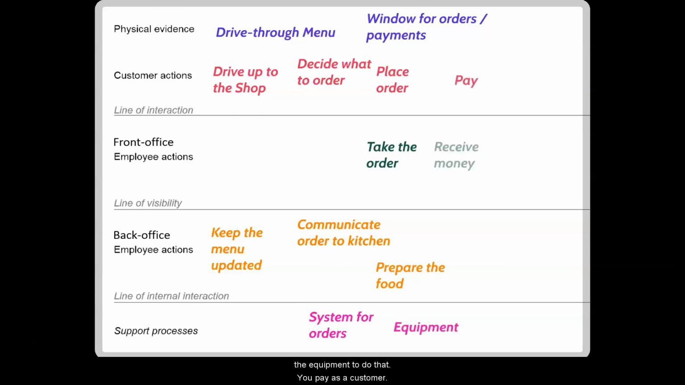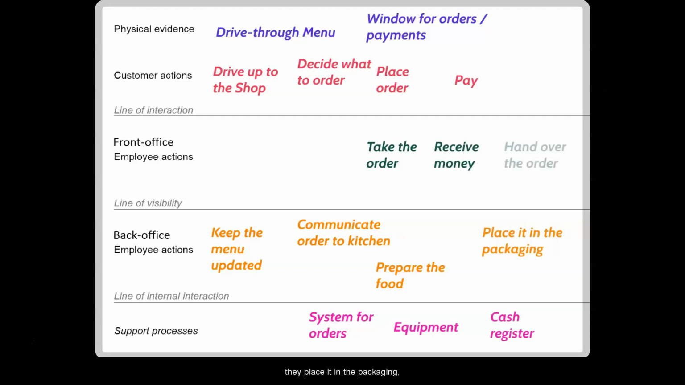You pay as a customer. The front office employee receives the money or the card for the transaction. There's a cash register for the support process, or the card machine. The back office employees, after they've prepared the meals, place it in the packaging. Then they give it to the front office employee, who then hands you the order.